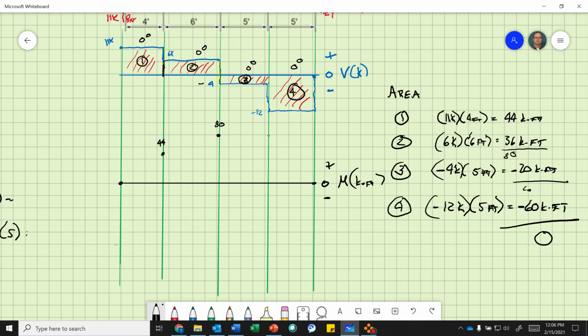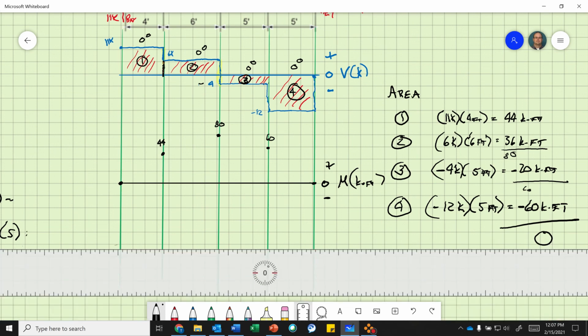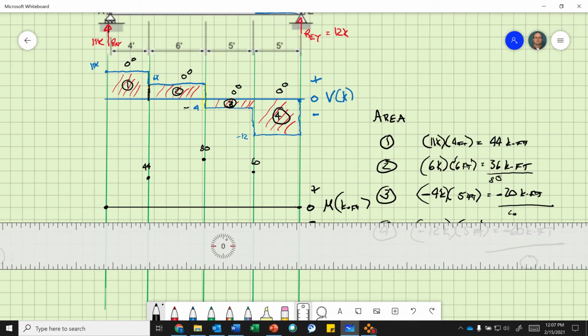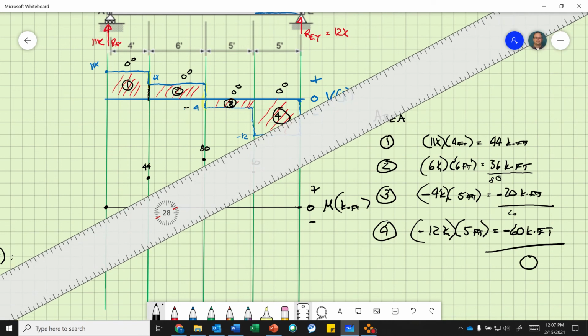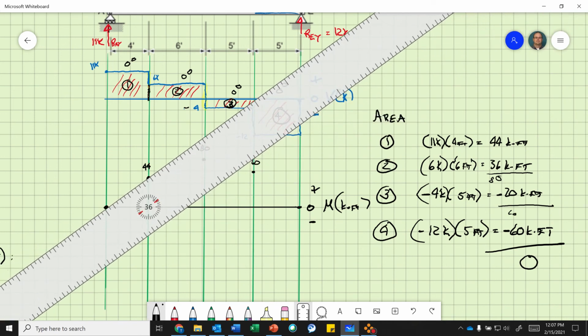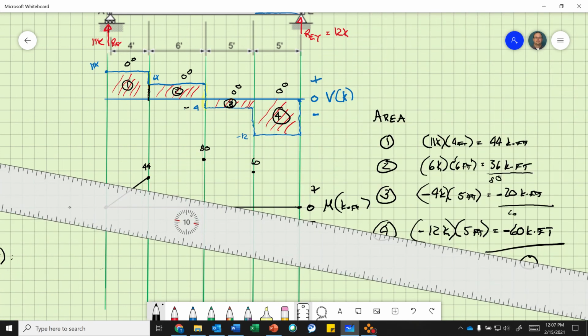So I go down 20. And that's right there at the end of area 3. So that's 60. Okay. And then I go another 60 and I end at 0. Does that make sense? Because remember, it's a summation from left to right. So now, knowing that the shear was a 0-degree curve, the moment has to be a 1-degree curve. Okay, so area 1 is a positive shear shape above the 0 line, so its slope is positive, so it goes up and to the right.